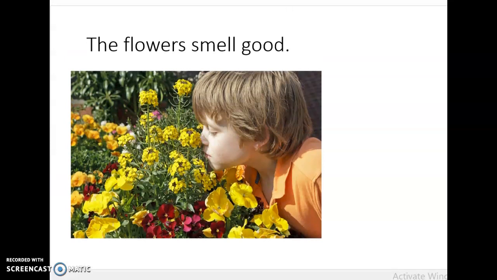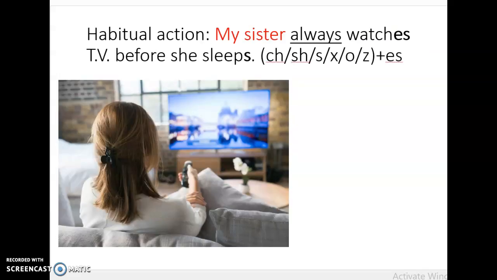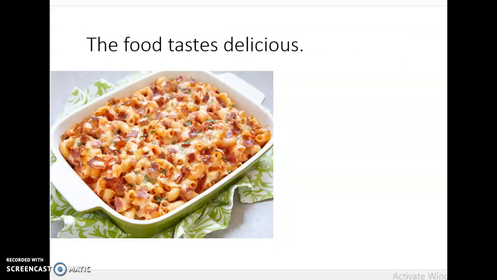So, as a repetition, if I have a scientific fact, a habitual action, or something related to the senses, like taste and smell, I don't add ing to them.